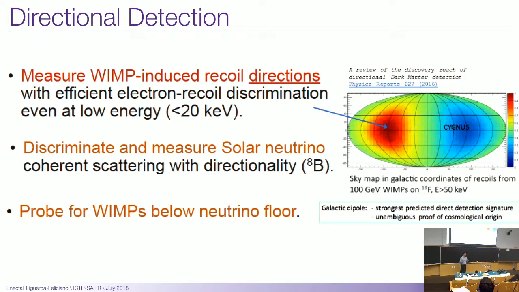So you'd get some dipole. So this is a projection of the sky, and you're going to get some directionality. You're going to see that you get a preferential direction pointing towards Cygnus, and that would be a very good signal. Now, as we talked about, the hard part here is getting the mass, right?